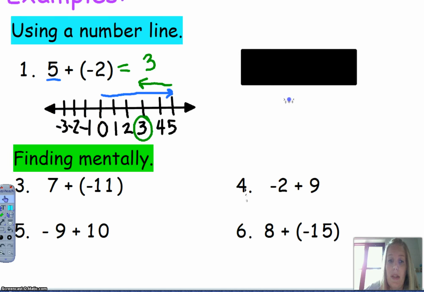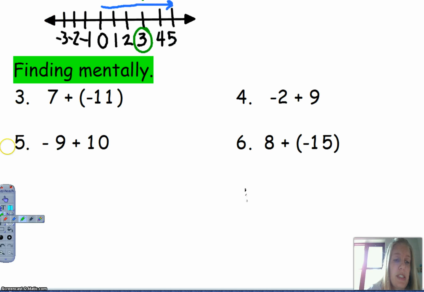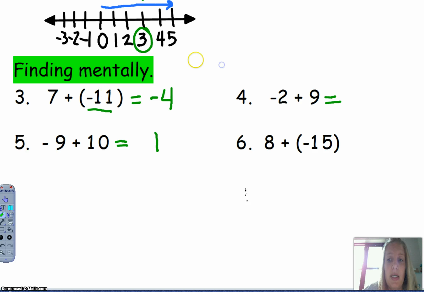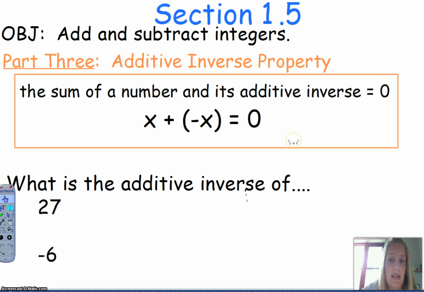All right, here's ones to do. So these are different signs. So you subtract them, 7 and 11. When you subtract them, you get 4, and you keep the negative sign because negative 11 is the bigger number. Negative 9 plus 10, you subtract them, you get 1. 10 is bigger than negative 9, so it's a positive 1. Subtract the 2, I get 7. 9 is bigger than 2, so it's a positive 7. Subtract the 2, I get 7, and it's a negative because the 15 is bigger than the 8. All right, hopefully that was some review. We'll do some drill practice in class.